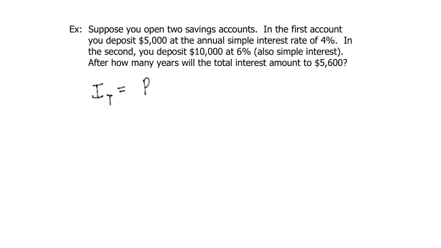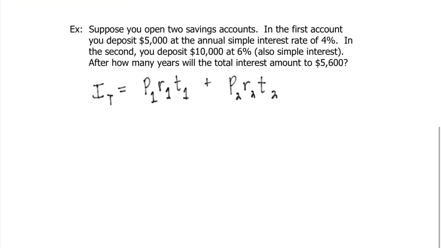We're going to have 2 accounts, so we're going to have PRT of the first account plus PRT of the second account. It says, in the first account, you deposit $5,000, 4%. So that's going to go in for our P and our R. In the second, we deposit $10,000 at 6%.